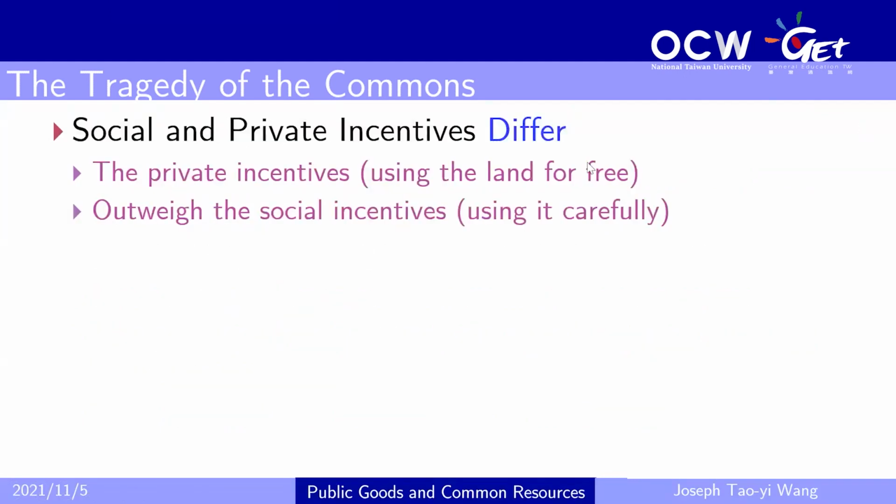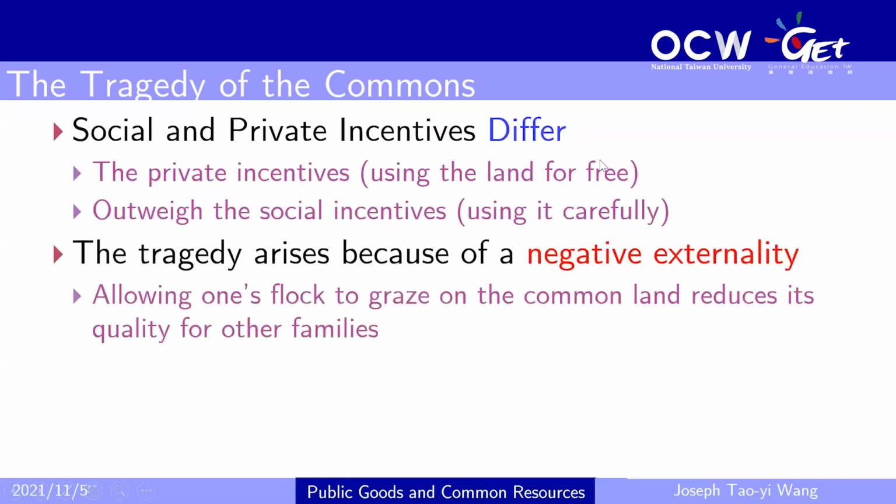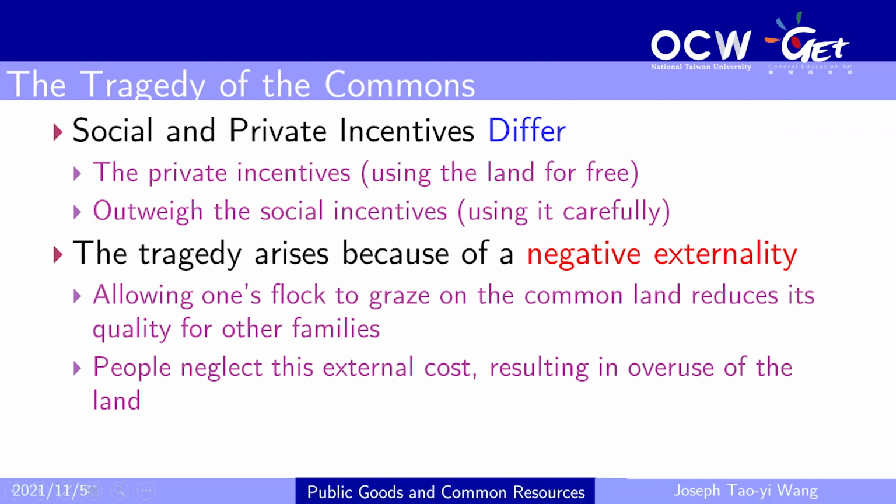So the issue here again is that the incentives for the private parties and the whole society are different. So the private incentive is to use the land for free, but that outweighs the social incentive that you should manage these common resources carefully. So here you have this negative externality: when I bring my sheep to the grassland, this is going to reduce the utility for other people using this land. So if I do not internalize this external cost, then of course I'm going to overuse. And so the private equilibrium quantity that everybody is consuming of this common resource would be much higher than the socially optimal.